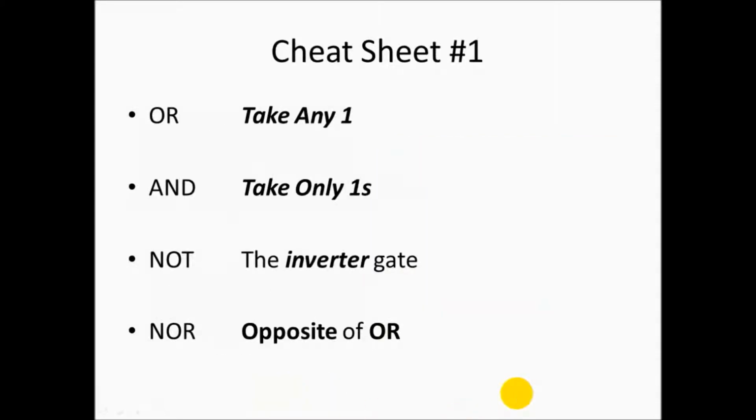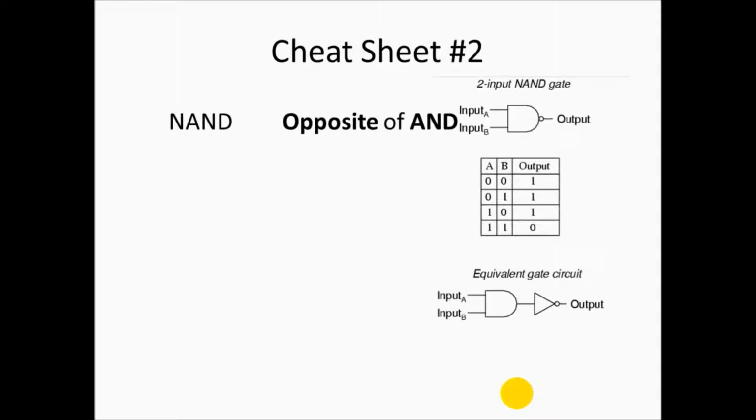We've got a cheat sheet. I hope this helps you. Take any one for OR, and for AND take only all of our variables being 1, so take only ones. And NOT is just completely invert. It's known as the inverter gate, and NOR is the opposite of OR. Have I got NAND? Yeah, I've got NAND. NAND is the opposite of AND.